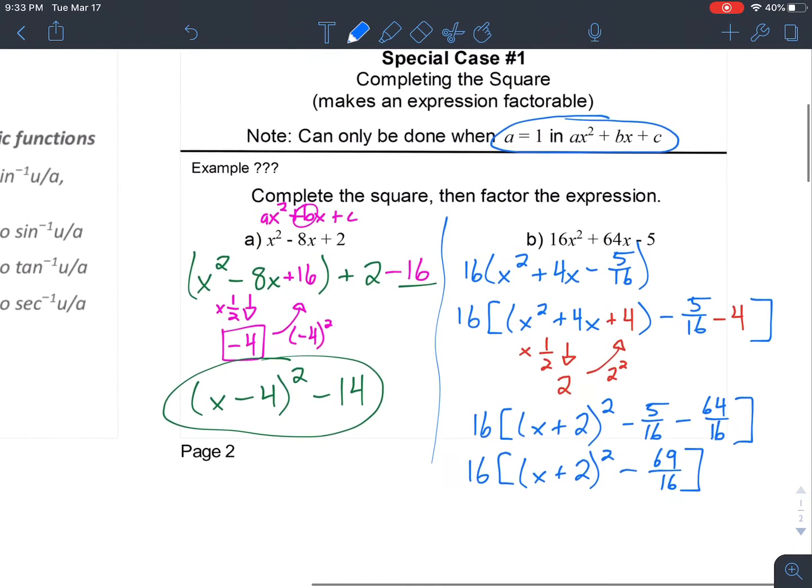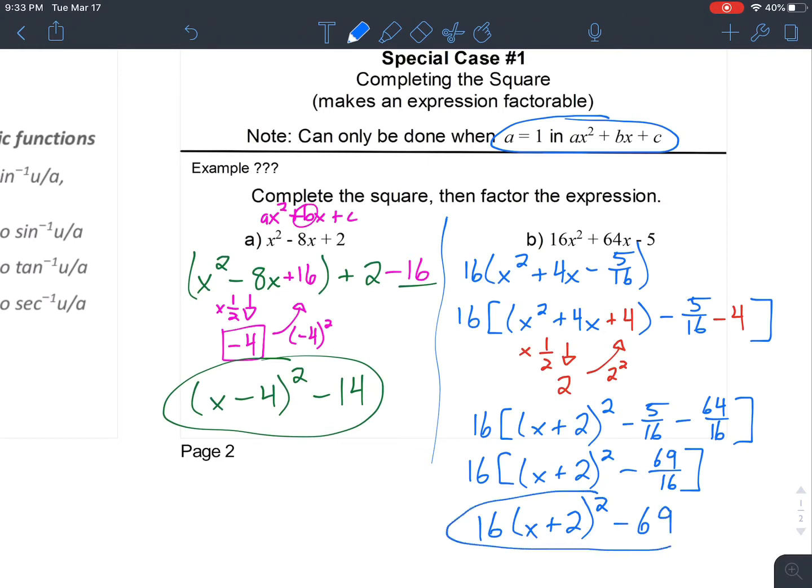And I told you this was going to work out in the end, because if we distribute the 16 back in, now we get 16 times x plus 2 squared, and then the fraction will go away and we're left with a minus 69 at the end. So that is how you complete the square. We're going to need that then to solve some of the questions in the notes today.